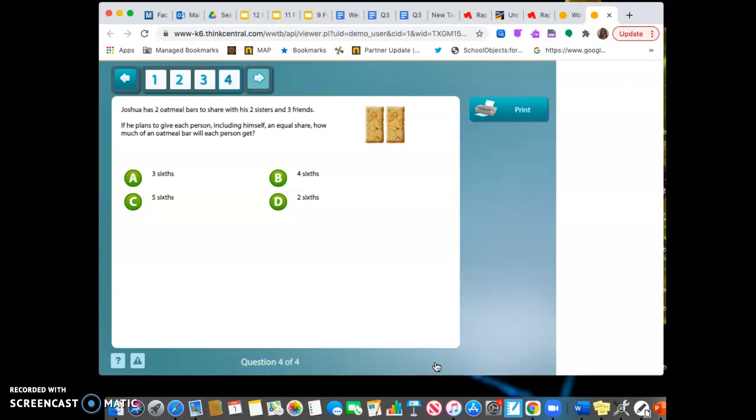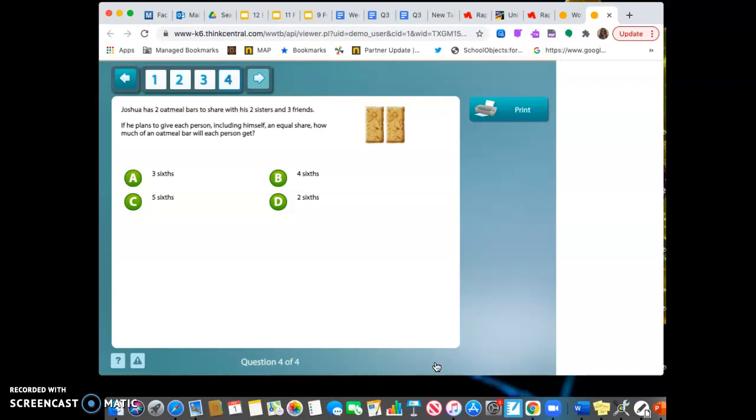All right. Joshua has 2 oatmeal bars to share with his 2 sisters and 3 friends. Oh no, that's not very many. They're going to be hungry. If he plans to give each person, including himself, an equal share, how much of an oatmeal bar will each person get? Okay, we're going to read that again because that's a lot of information, okay?